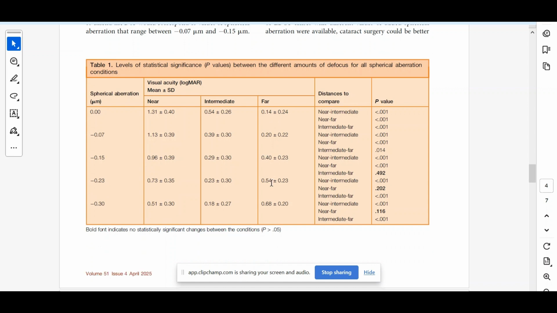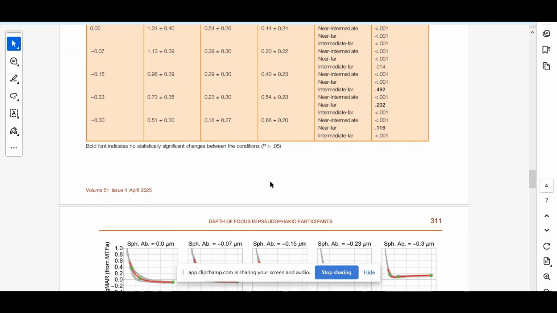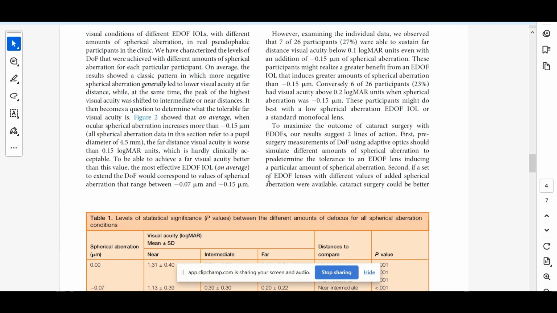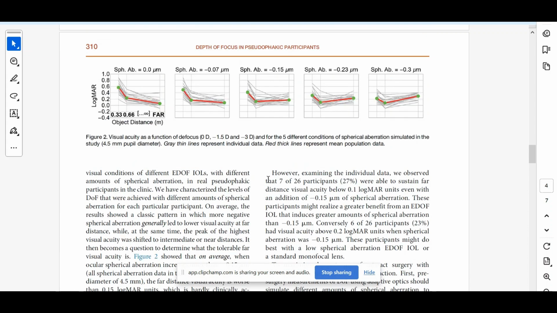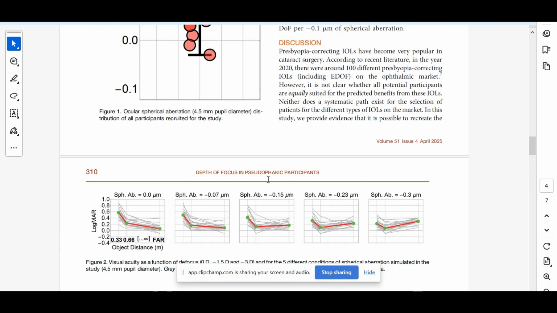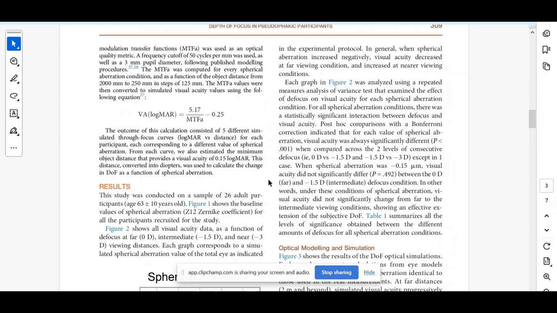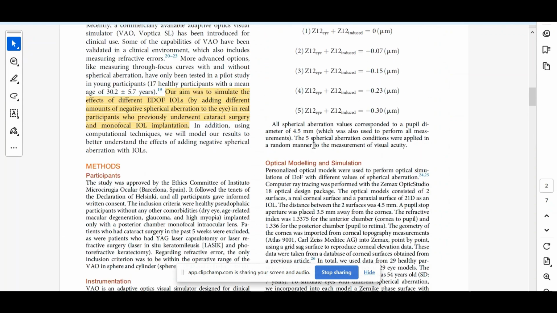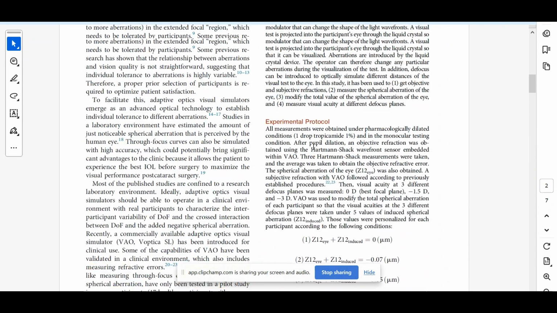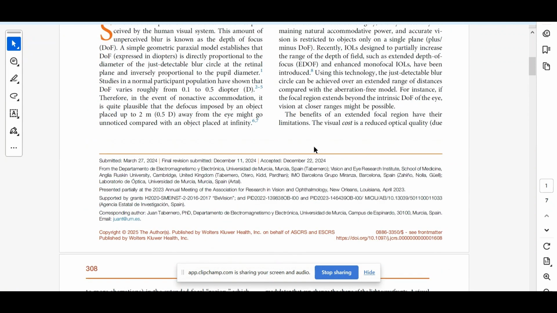So this may be an interesting study for those who are interested to know, in this world of enhanced monofocal IOLs, monofocal plus IOLs, EDOF IOLs, what is the maximum spherical aberration that you can add without bringing in a significant drop in the visual acuity for the far focus or image quality for the far focus, right? I hope you found this interesting.